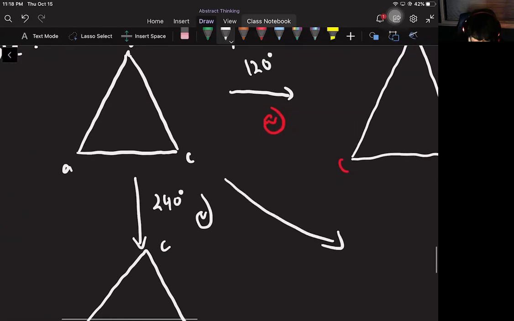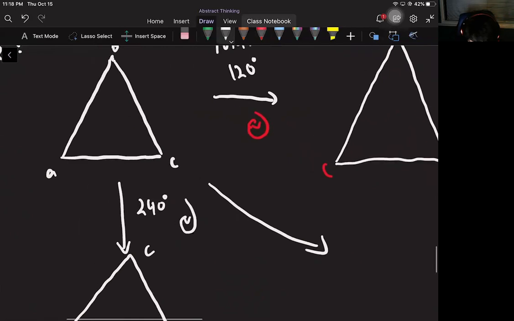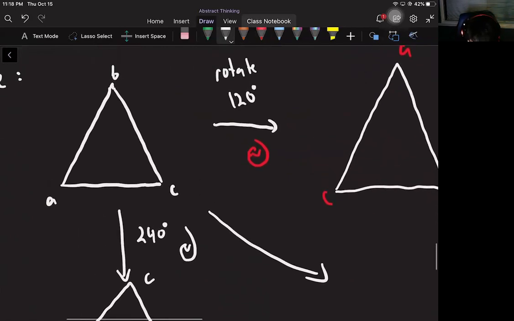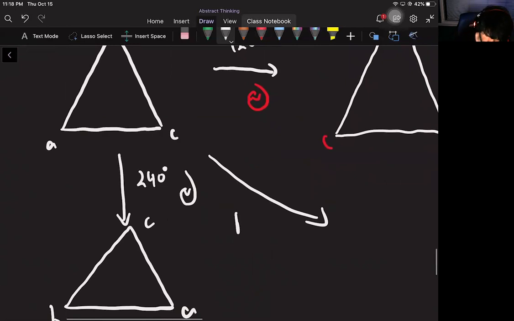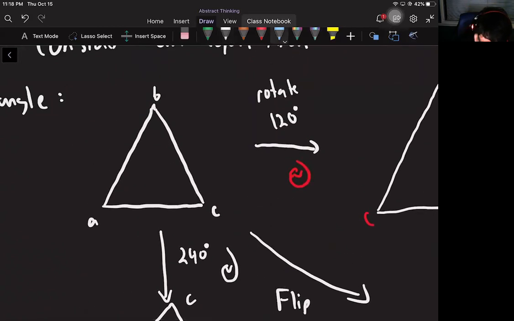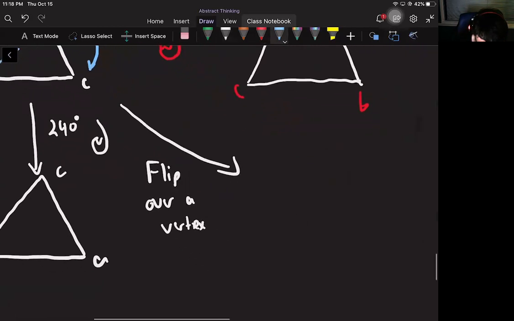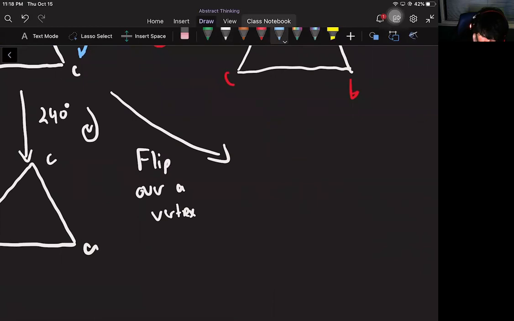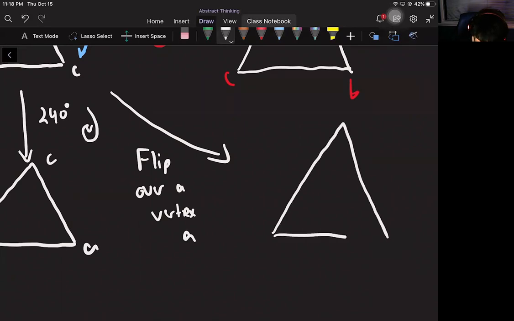And then the other types of moves I can do to send my triangle to itself, but relabel it, is I can flip the triangle symmetrically, flip over a vertex. So for example, here's A, and it's perfectly symmetrical. So I can flip over this line, and that's going to switch B and C. So if I flip over the vertex A, then I also get another labeling of my triangle.